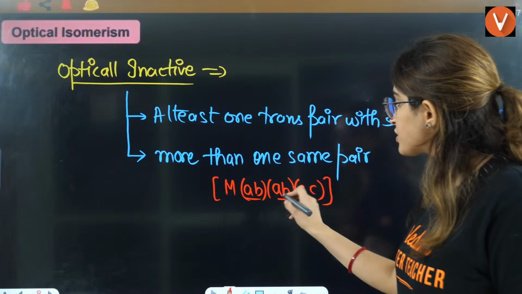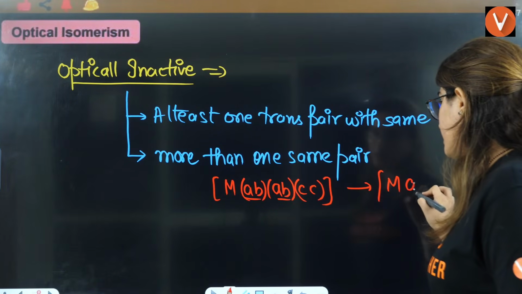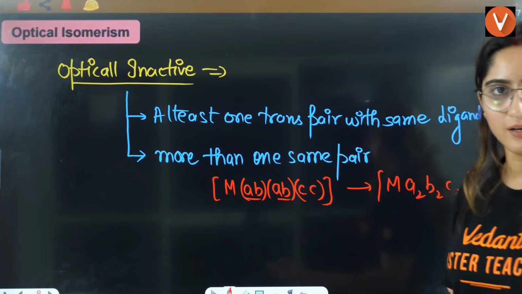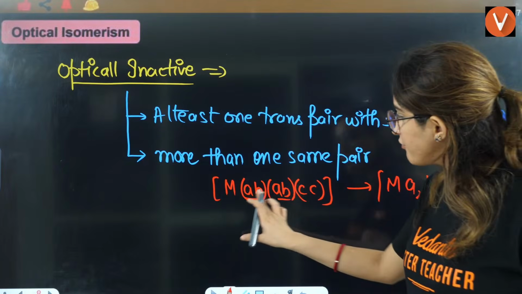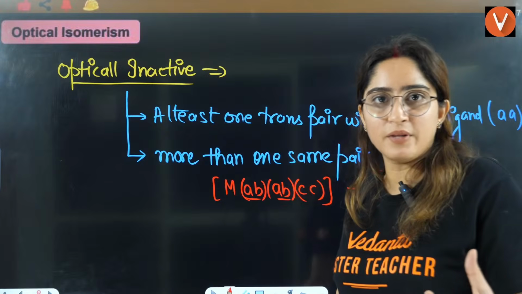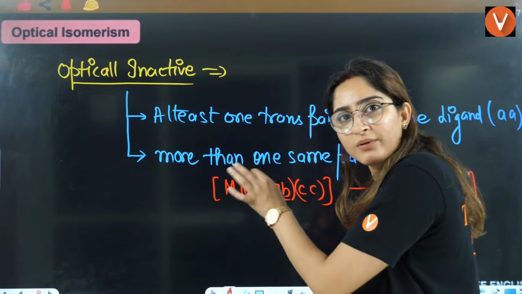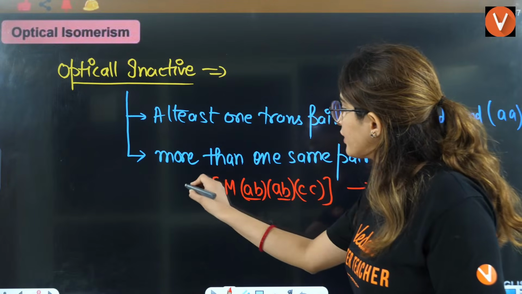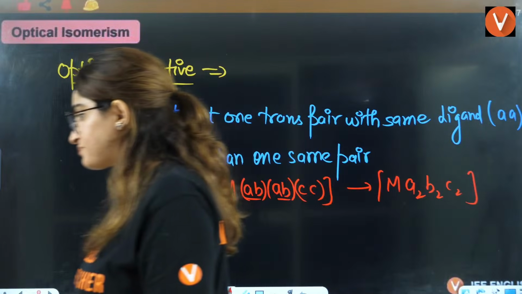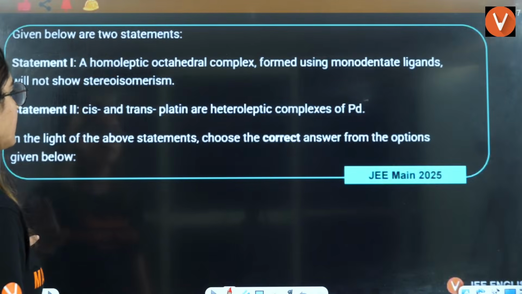Now, because these two are same, this will be written as M, A2, B2, C2. So if you have any geometrical isomer where you have two same trans pairs, then it will be optically inactive. Okay? Very good.